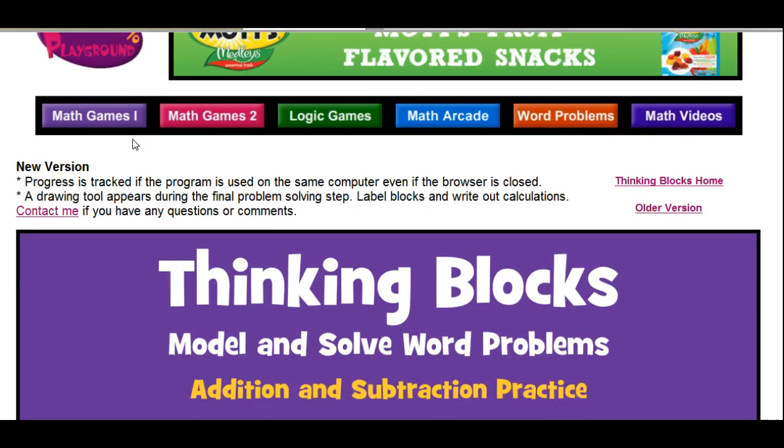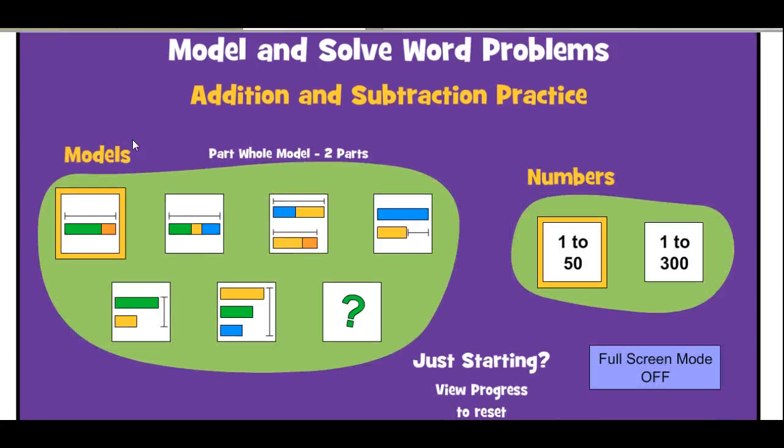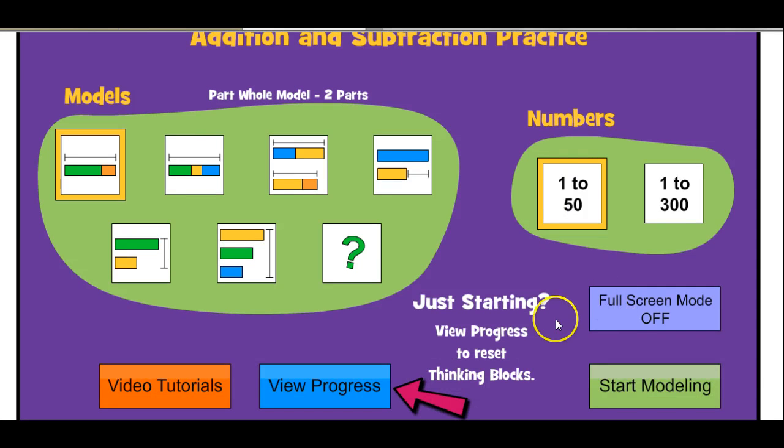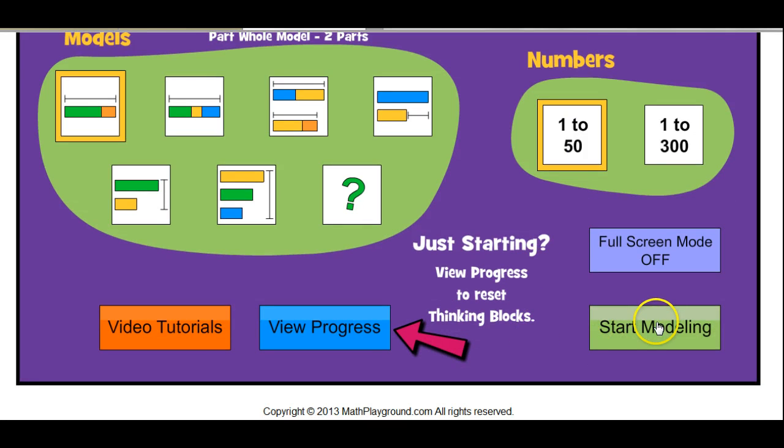It will bring us to modeling addition and subtraction practice, which involves the part whole model. We're going to be working with numbers 1 to 50. You have the option of working with numbers 1 to 300, but for the sake of the tutorial, I'm just going to use the 1 to 50. The full screen is on, and we're going to start modeling.